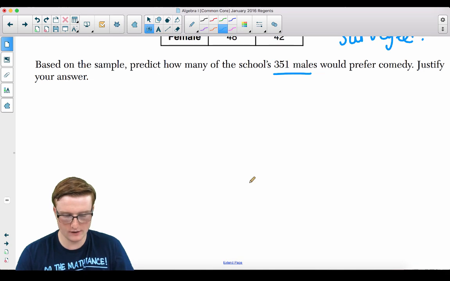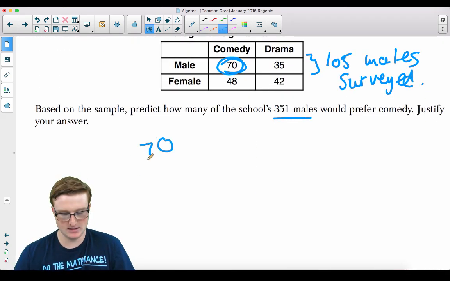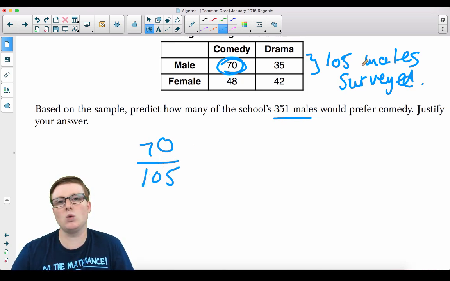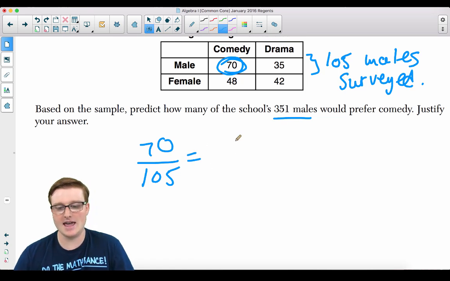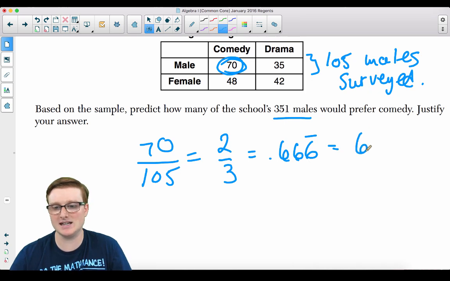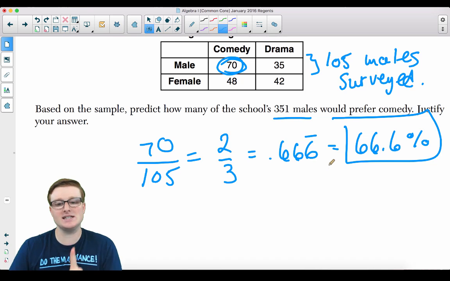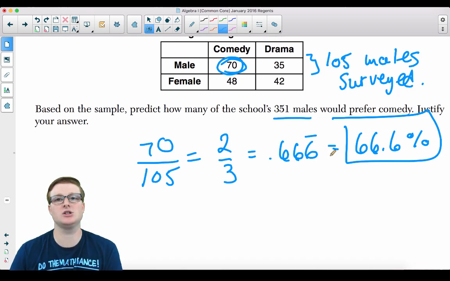So you could do one of the following things. You could take 70 over 105, because that's 70 out of the 105 males that were surveyed, and you get a simplified fraction of 2/3, which is equal to 0.666 repeating, which is just the same thing as saying 66.6%. So 66.6% of the males of the school do like comedy.